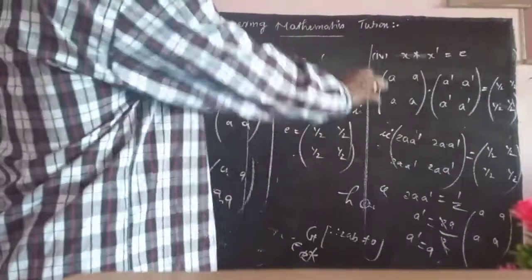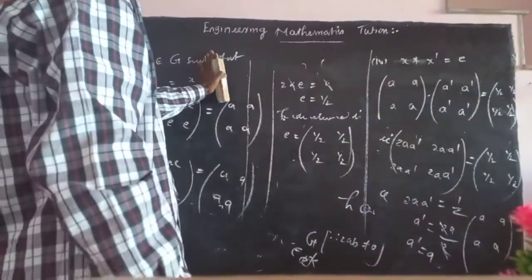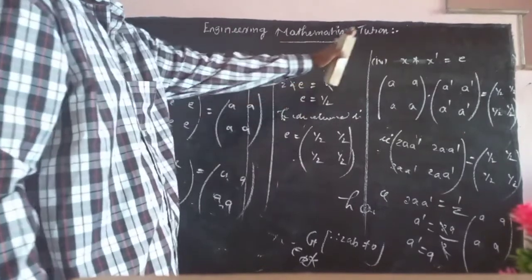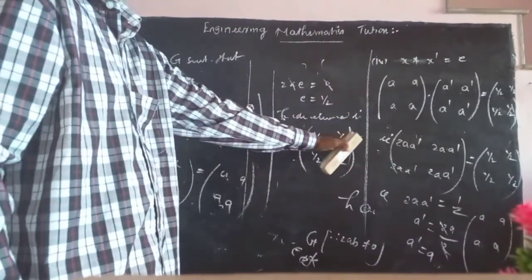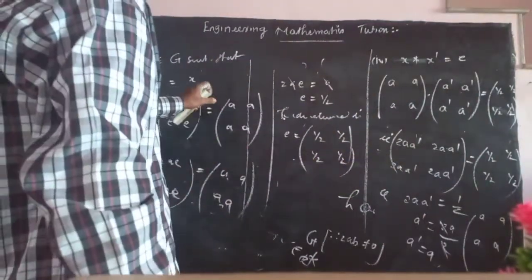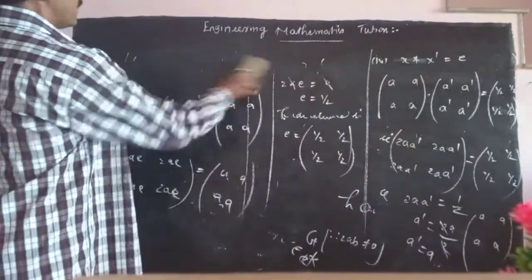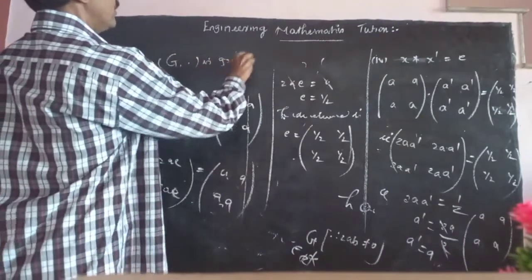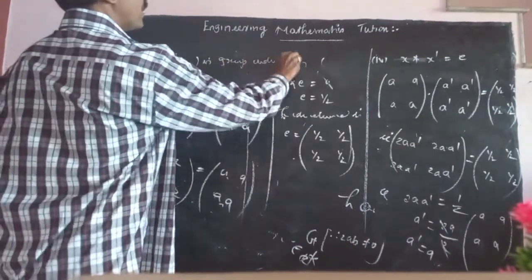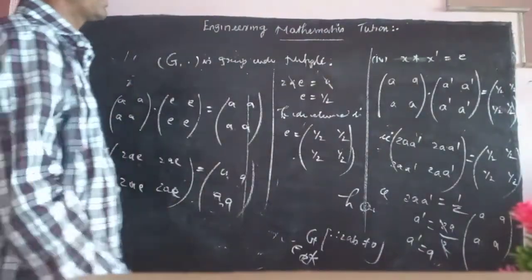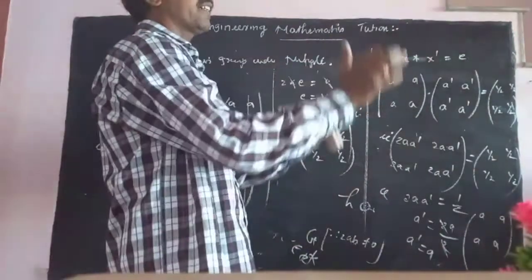So the conclusion is, the closure property is okay, associative is okay, identity element is okay, and finally the inverse also exists. So we satisfy the 4 conditions. Therefore, the conclusion of the problem is G comma dot is a group under multiplication. It's a very simple problem. Actually the problem is matrix related.